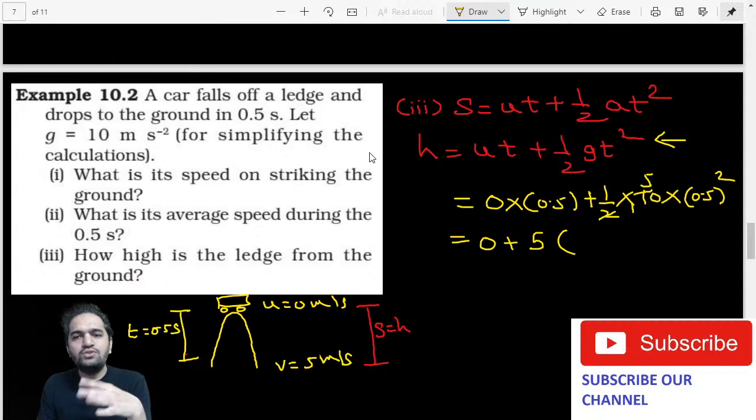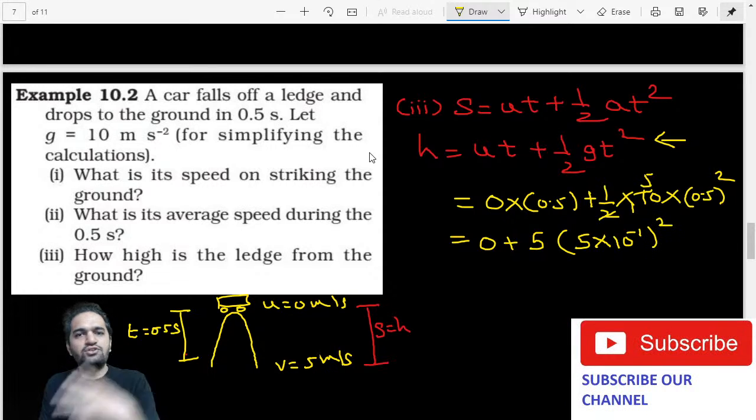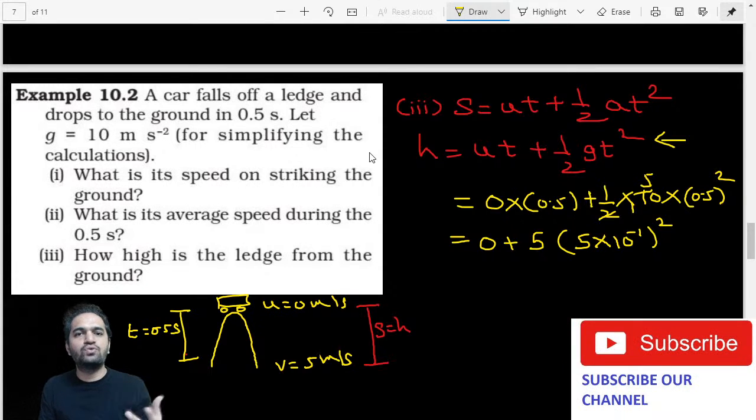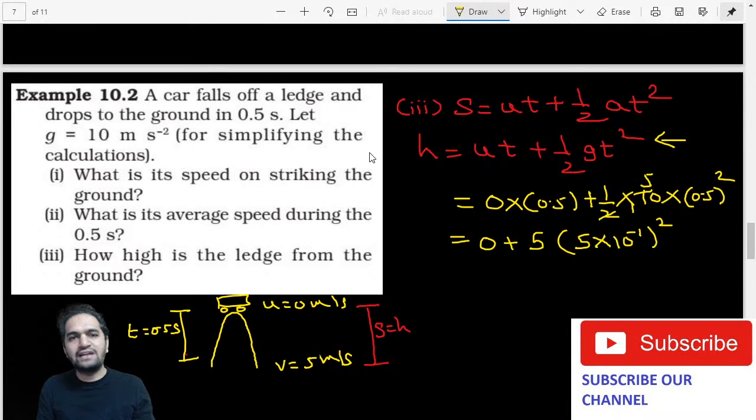If you are not able to calculate 0.5 square, you can change it to exponent form so that you are not confused with the numbers, because sometimes students don't understand how to square 0.5. You can write it in the form of exponents, which has been taught to you in 8th grade. That is very simple for you.